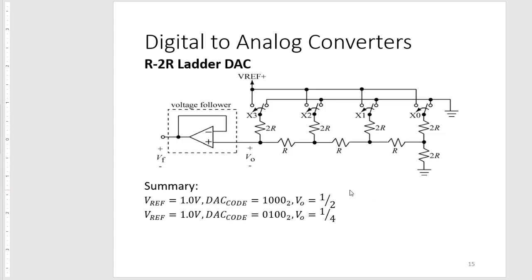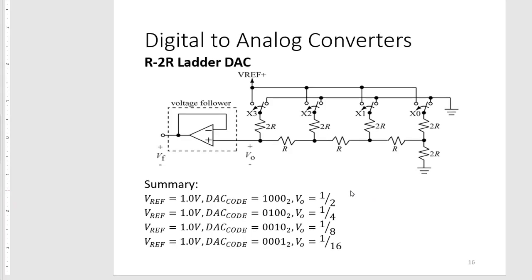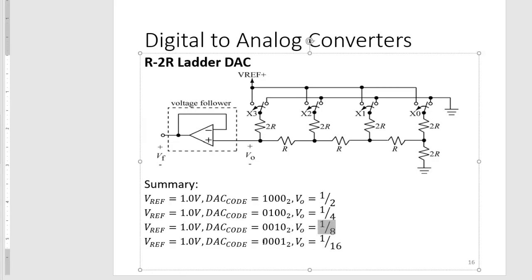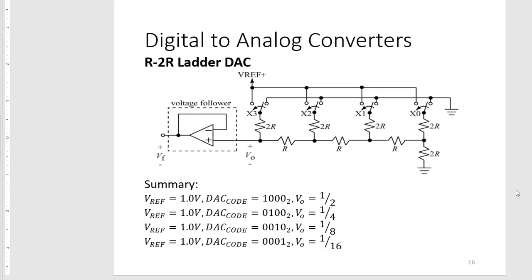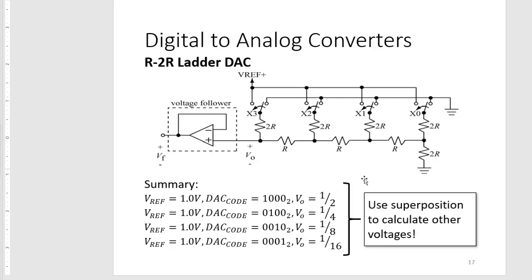But if we want to continue this pattern, I think you can do it on your own, but you can find out that a DAC code of 0010 will output a V out of 1/8, and a DAC code of 001 would output an analog voltage of 1/16 of the VREF. And we can think of the switches as connecting to a new VREF source, so we can actually combine these and use superposition to calculate our other voltages.